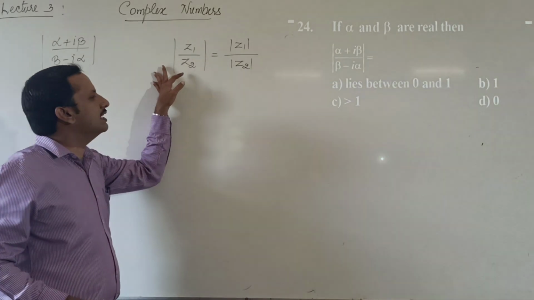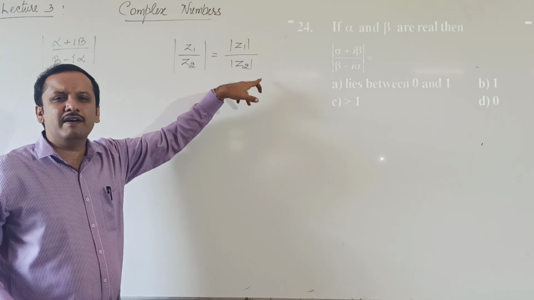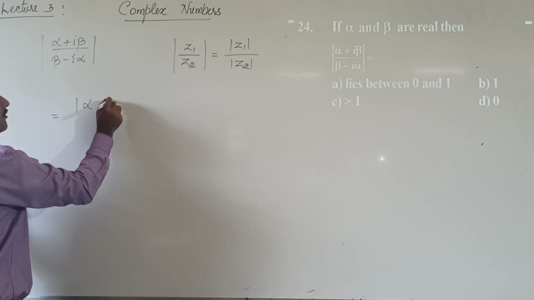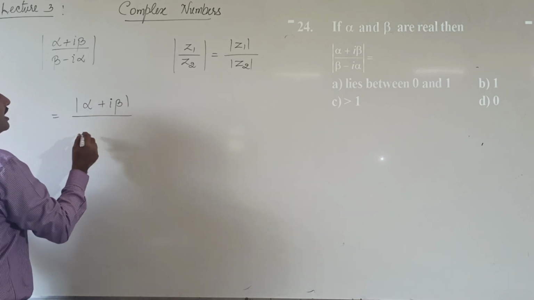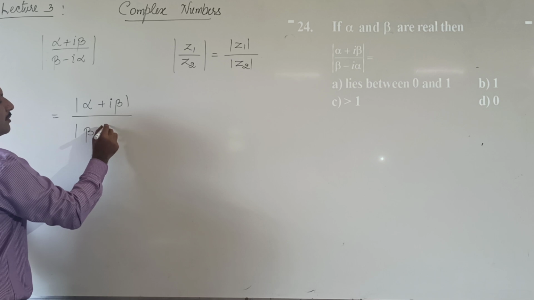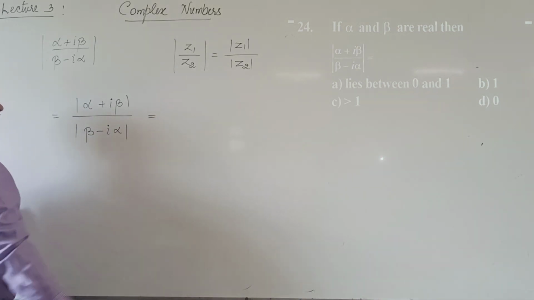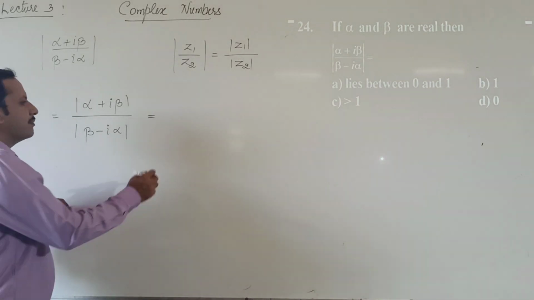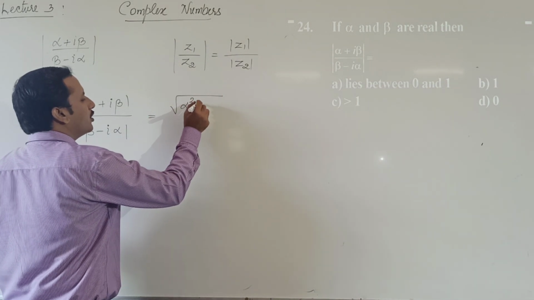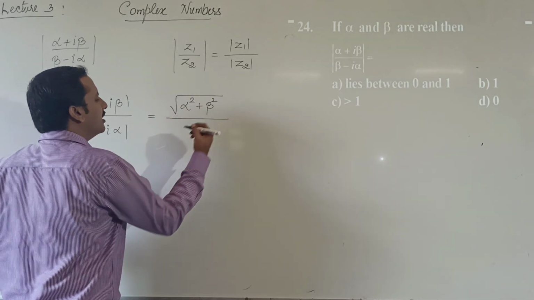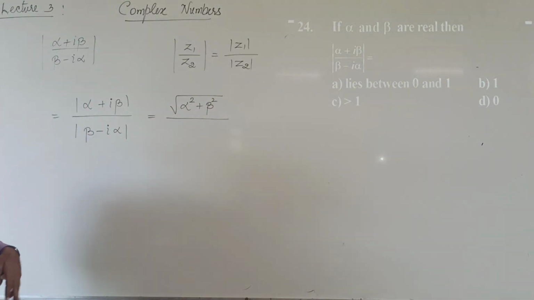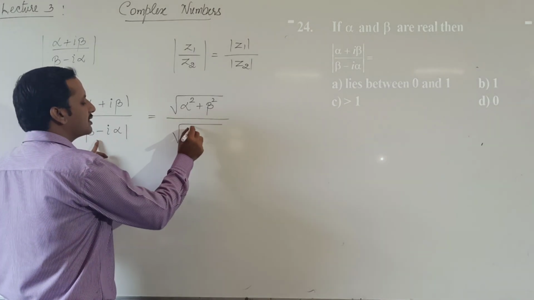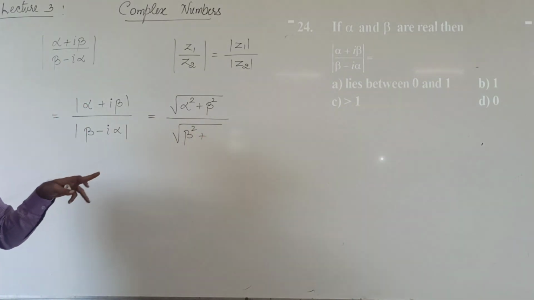So modulus of z1 by z2 can be written as mod z1 divided by mod z2. So I can write this as modulus of alpha plus i beta divided by modulus of beta minus i alpha. That's equal to, modulus of x plus iy is equal to root of x square plus y square. So this will be root of alpha square plus beta square divided by, here x minus iy, root of its modulus is root of beta square plus minus alpha whole square.